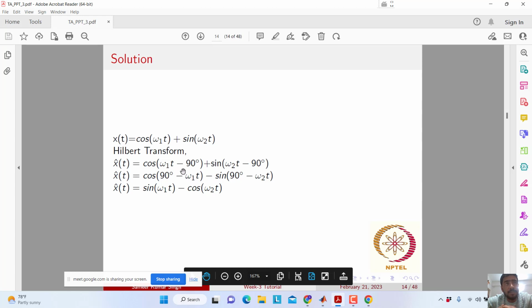Next, we did the rearrangement. As we know, cos(minus theta) is equal to cos theta. So we can write cos(omega 1t minus 90 degrees) equal to cos(90 minus omega 1t). But in the case of sine(minus theta), the minus will come out, minus sine theta. So cos(90 minus theta) becomes sine theta. So cos(90 minus omega 1t) becomes sine omega 1t. Similarly, sine(90 minus omega 2t) becomes cos omega 2t. So that will be the answer.